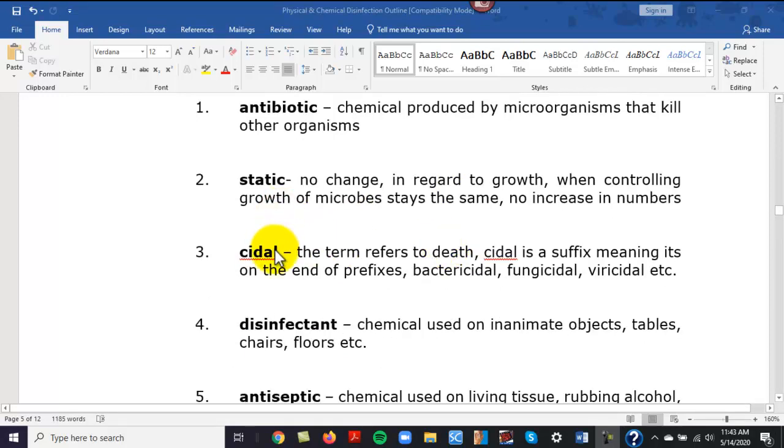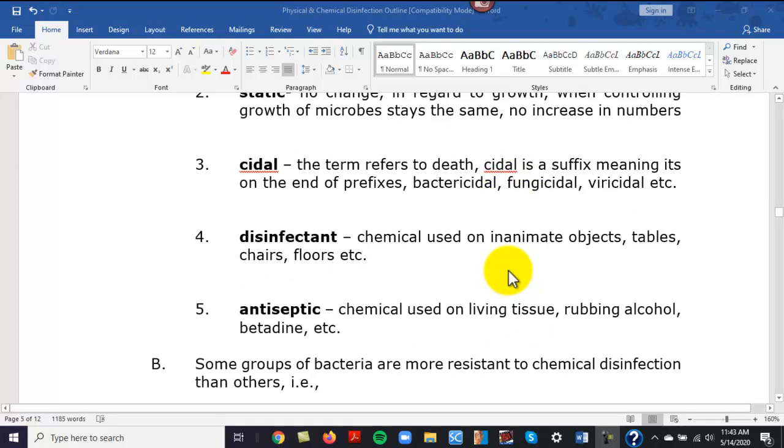The word cidal means to kill, so if you see it on the end of a word, it's a suffix like bactericidal, fungicidal. Not to poke fun, but you think about homicidal, if you joke around. I'm feeling homicidal, which is not a good joke in our time. But cidal means to kill. You know, homo sapiens, virucidal, fungicidal.